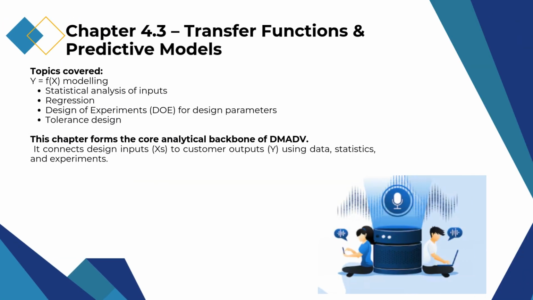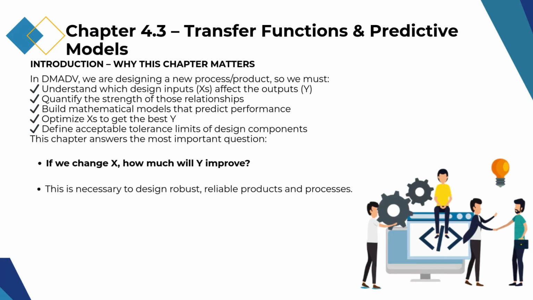Chapter 4.3 explains transfer functions and predictive models. It covers y equals f(x) modeling, statistical analysis, regression, DOE, and tolerance design. This chapter is the analytical backbone of DMADV, linking design inputs x's to customer outputs y using data, statistics, and experiments. This slide explains why Chapter 4.3 is important in DMADV.